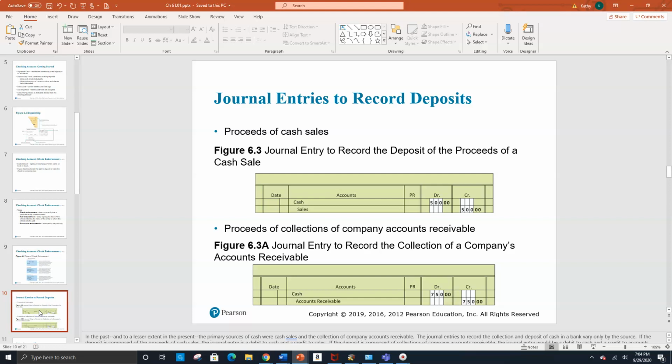Okay, so journal entries to record deposits. You're going to be increasing cash, right? So like proceeds of cash sales. So you have a sale that results in getting cash. So you debit cash, credit sales. Proceeds of collection of company's accounts receivable: you debit cash, reduce accounts receivable.